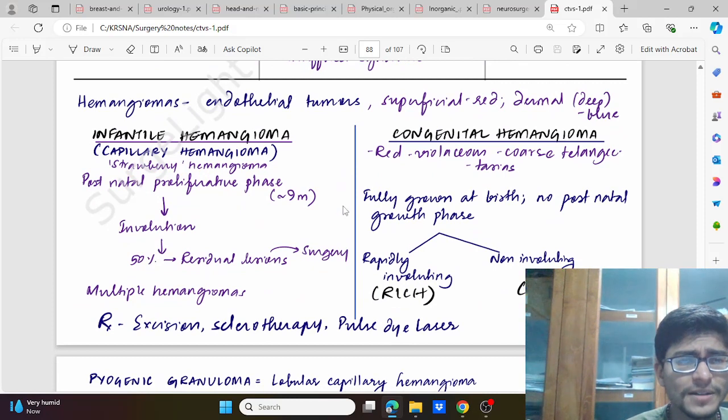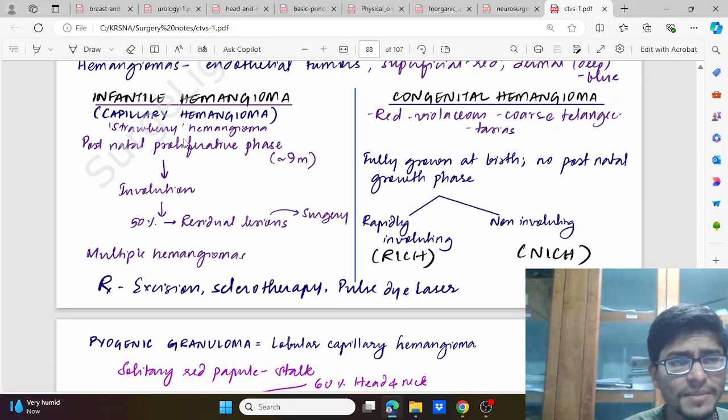Now hemangiomas, these are endothelial tumors. Superficial ones are red in color, dermal and deep ones are blue in color. Then we have infantile hemangioma, that is capillary hemangioma, also known as strawberry hemangioma, which is seen in the postnatal proliferative phase at around 9 months.